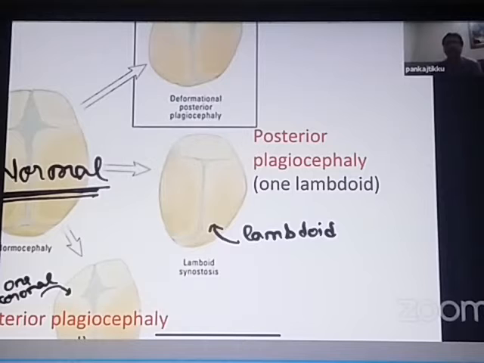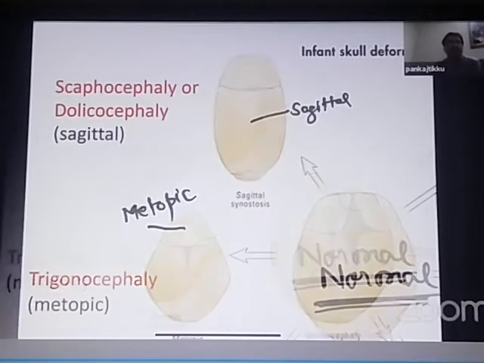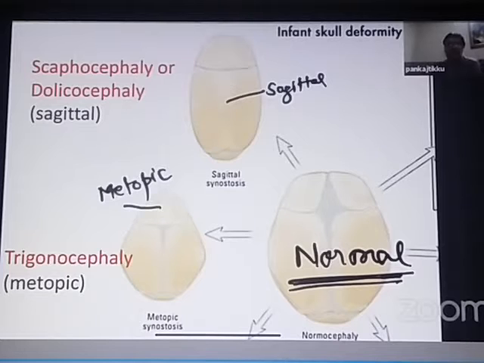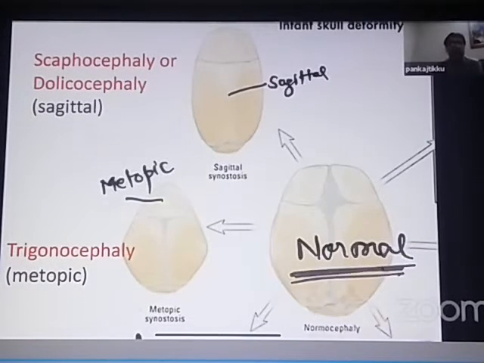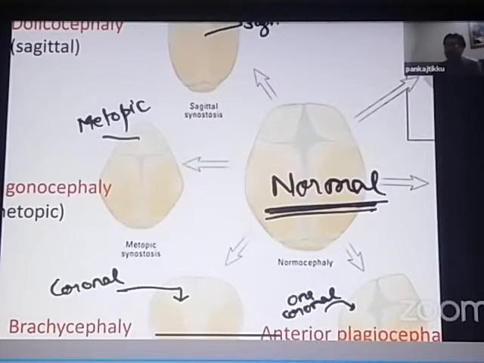So I'll repeat once again the 5 important types of craniosynostosis. There are many more types, but for your exams, I think these 5 are enough. Premature fusion of the sagittal sutures is scaphocephaly or dolichocephaly. Premature fusion of the metopic sutures is trigonocephaly. Head becomes triangular from the front.